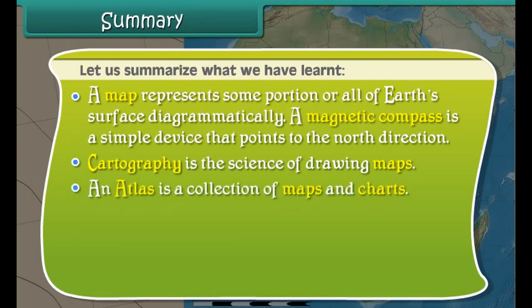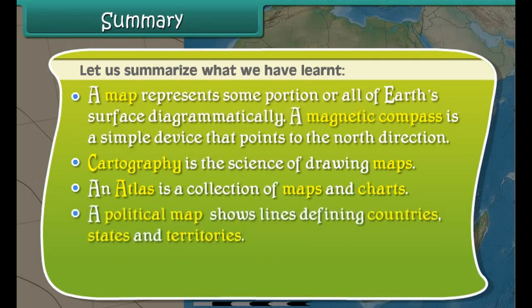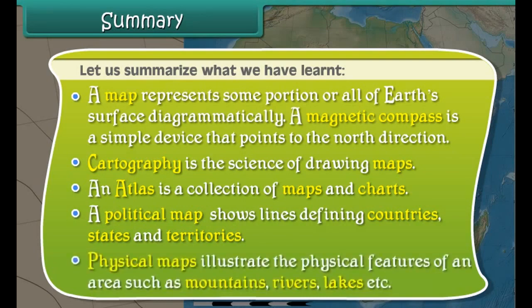An atlas is a collection of maps and charts. A political map shows lines defining countries, states, and territories. Physical maps illustrate the physical features of an area such as mountains, rivers, lakes, etc.